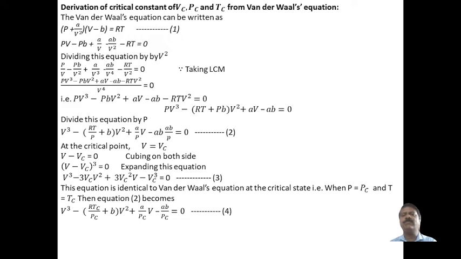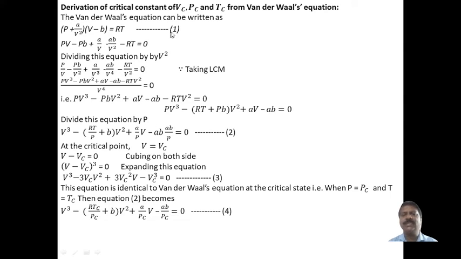Explain the derivation of Vc, Pc, Tc in terms of the van der Waals constants, like there is a critical volume, critical pressure and critical temperature from the van der Waals equation. This is the most important from the examination point of view.